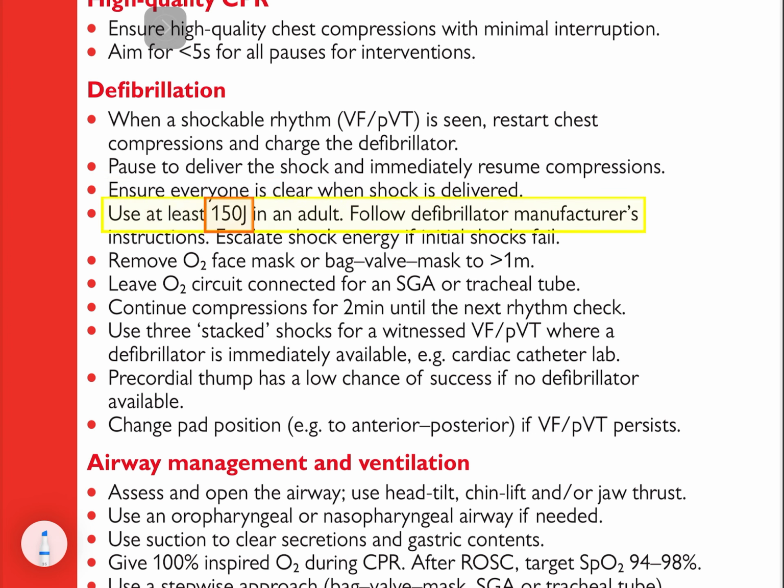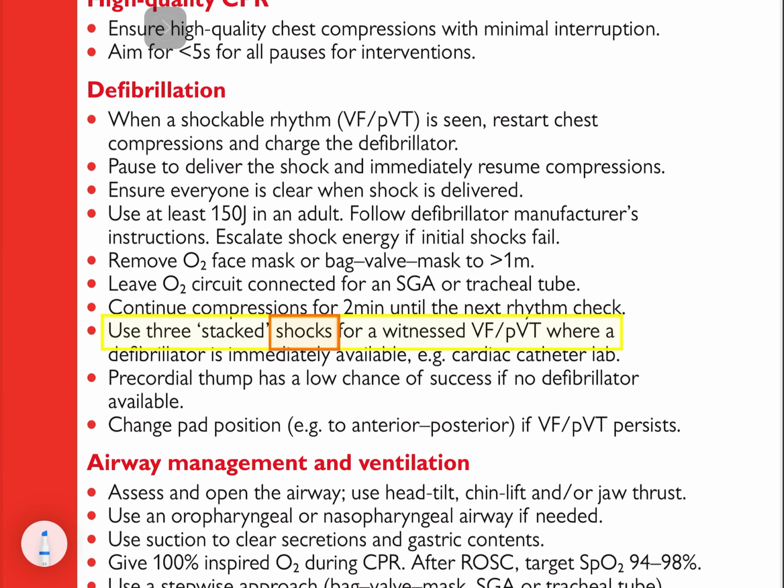Use at least 150 joules in an adult. Follow the defibrillator manufacturer's instructions. Escalate shock energy if initial shocks fail. Remove the O2 face mask or bag valve mask to 1m. Leave the O2 circuit connected for an SGA or tracheal tube. Continue compressions for 2 minutes until the next rhythm check.